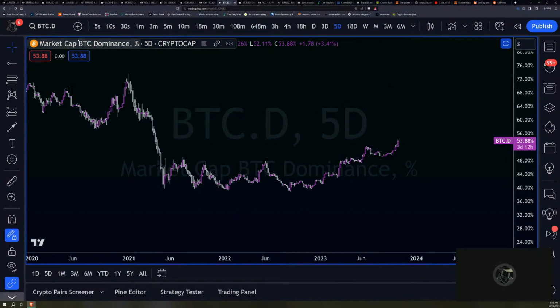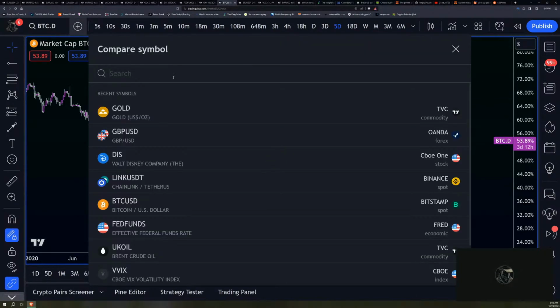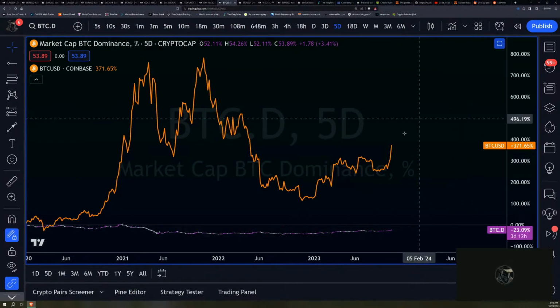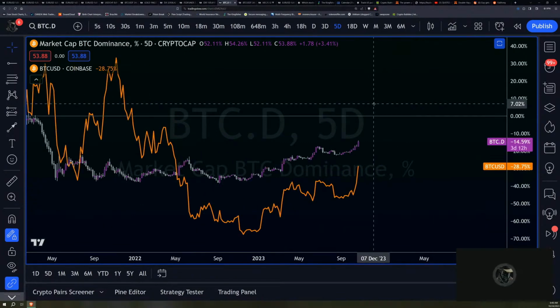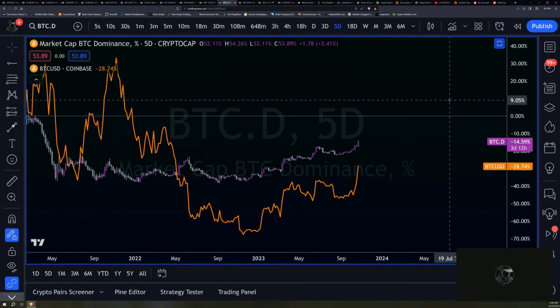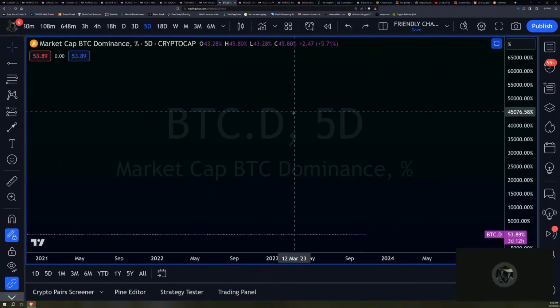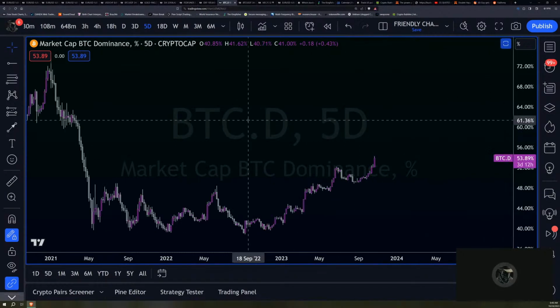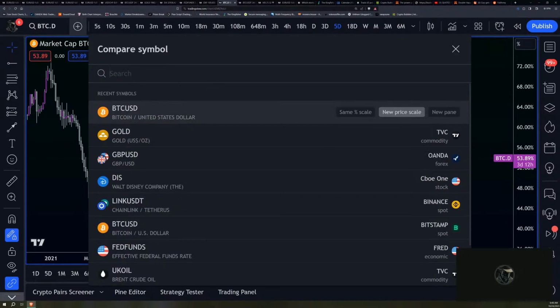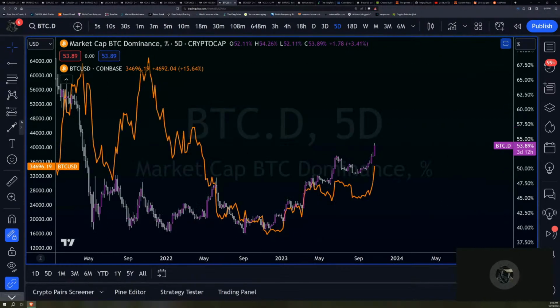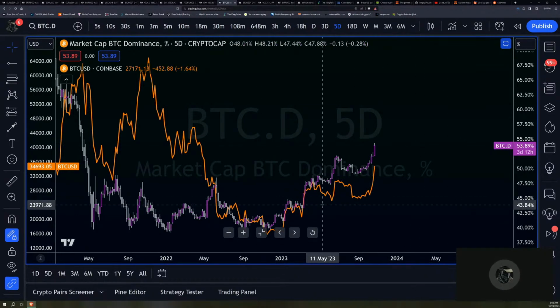Now I'm going to go ahead and overlay Bitcoin onto this chart. Let's undo that really quick, and I might do it as a new price scale to make this a little more understandable. BTC USD as a new price scale. Okay, so on the left is Bitcoin price. The orange line is Bitcoin. And you can see a very close correlation.